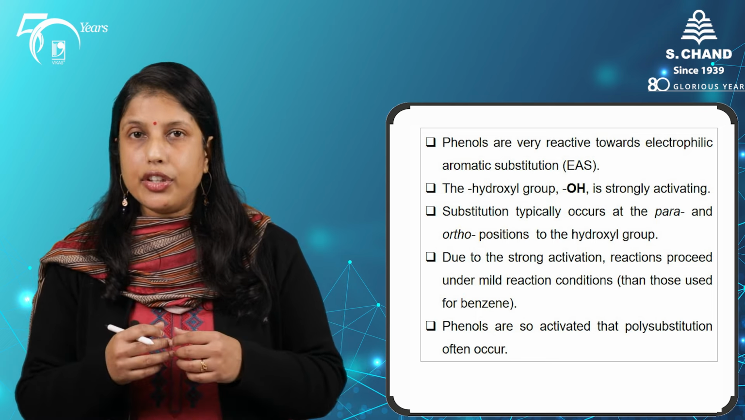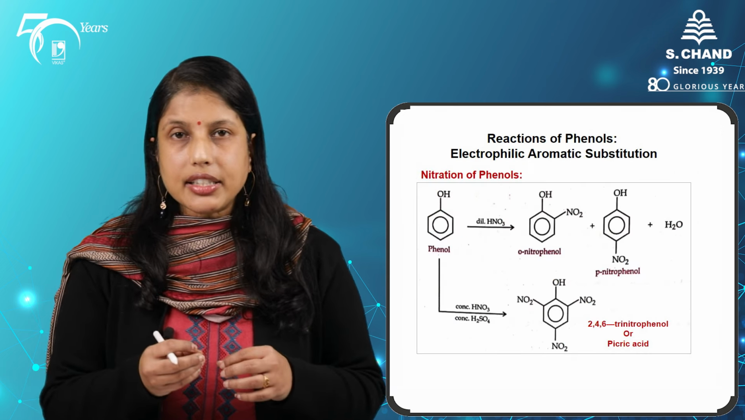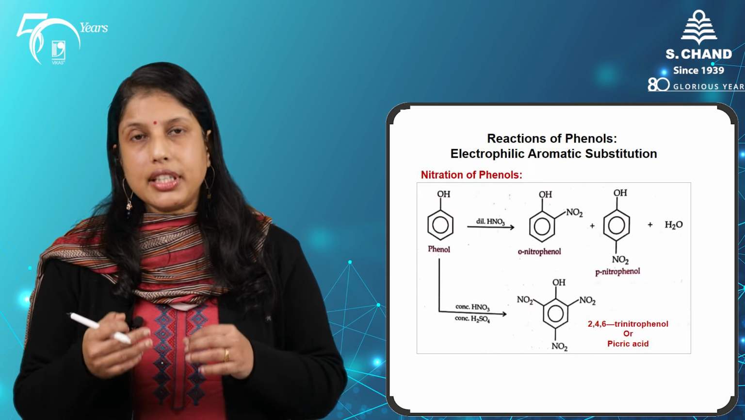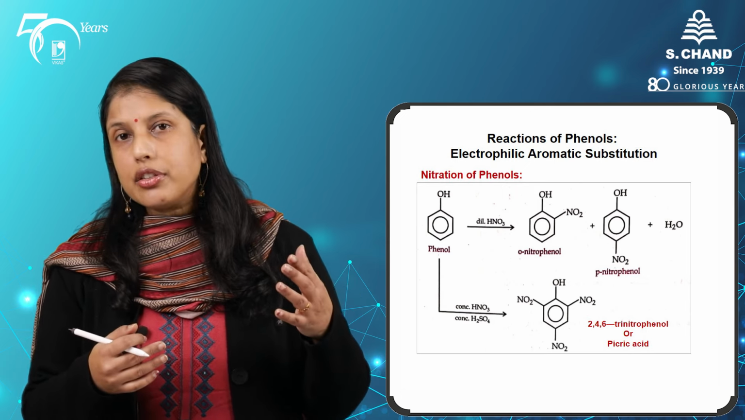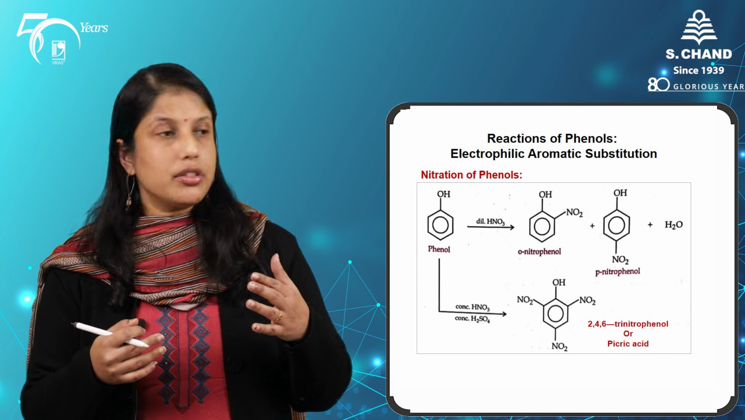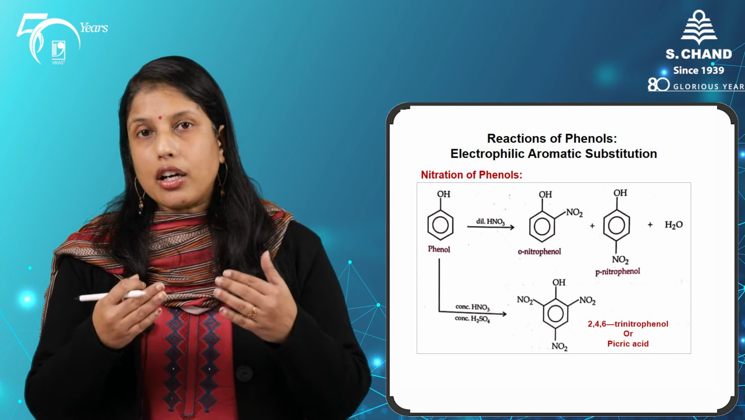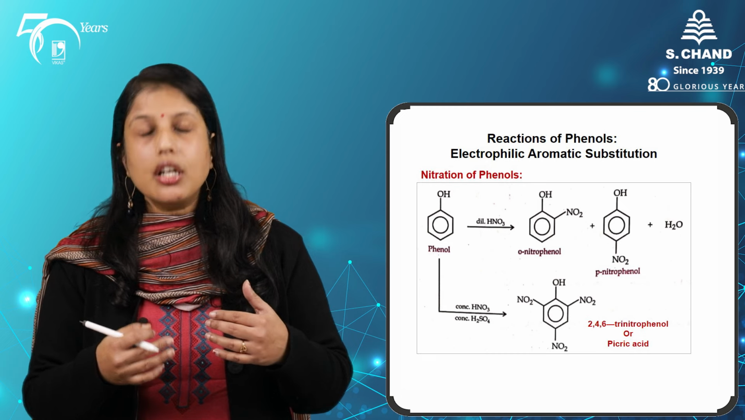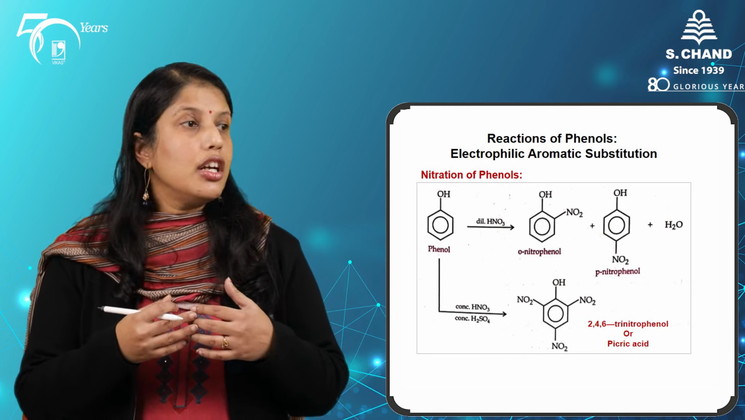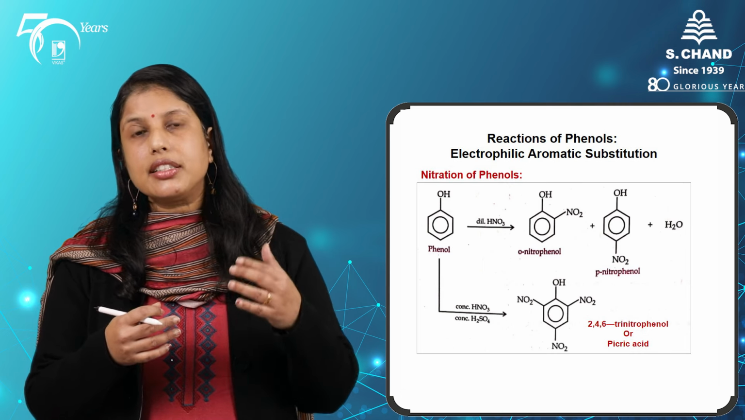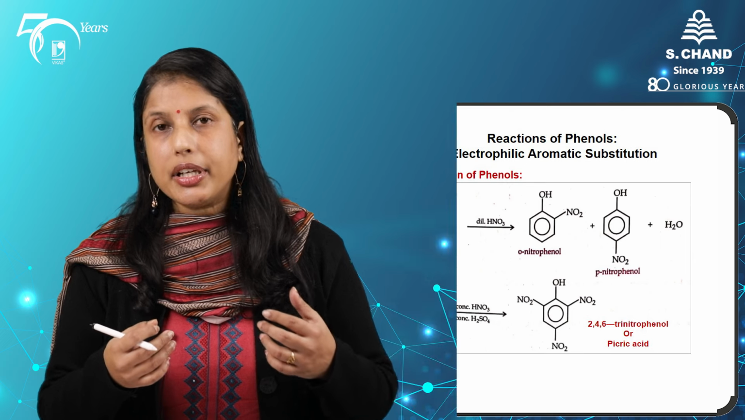So let's look at a few examples. With dilute nitric acid, phenol undergoes nitration to give a mixture of the orthonitrophenol and the paranitrophenol. When we take our common nitrating mixture, then phenol undergoes a complete nitration to give the 2,4,6 trinitrophenol, which is commonly known as picric acid.